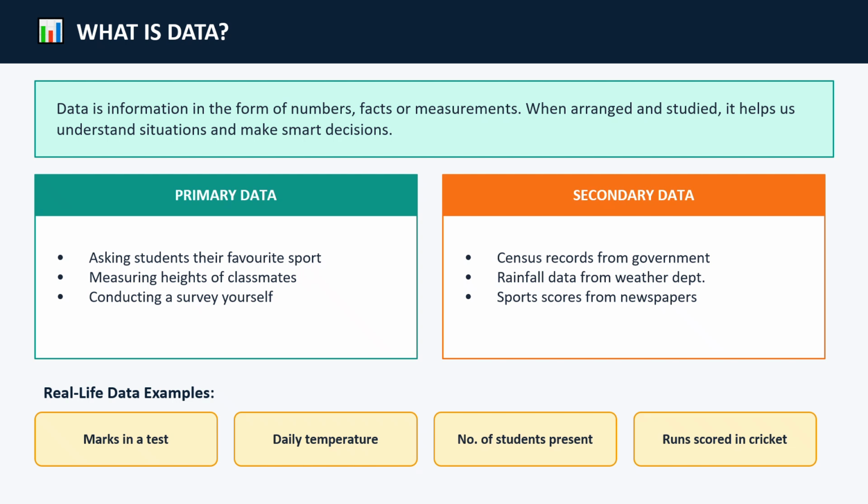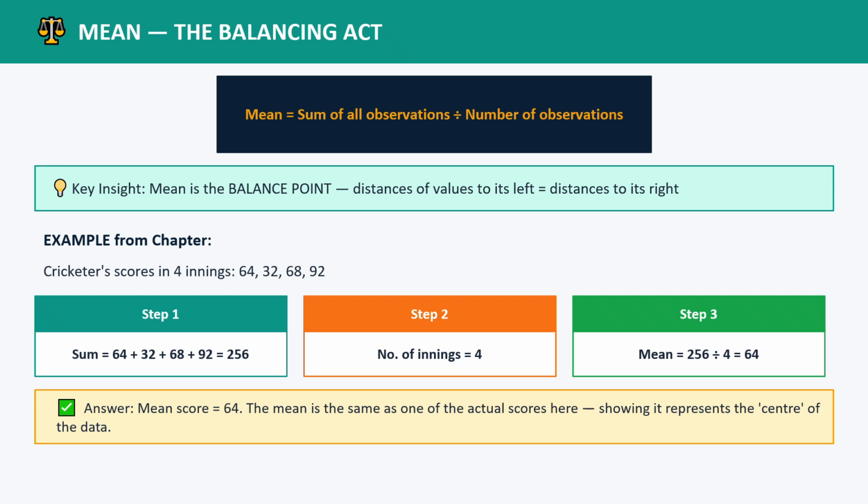Now, once we have data, we need a way to understand it. And that's where we start with something called the mean. Mean is what we commonly call the average. To find it, we add all the values and divide by the total number of values. But here's an interesting way to think about it. The mean is like a balance point. Imagine all the numbers are weights placed on a seesaw. The mean is the point where the seesaw balances perfectly.